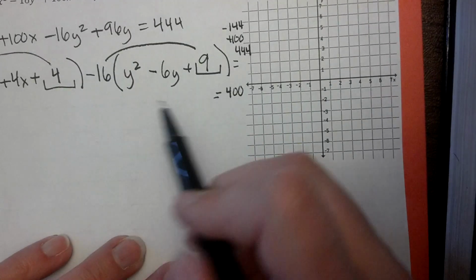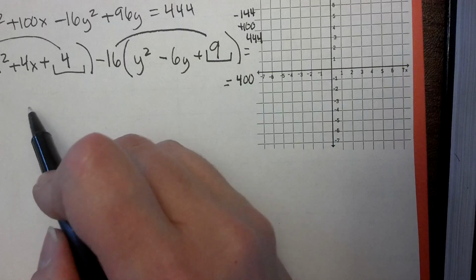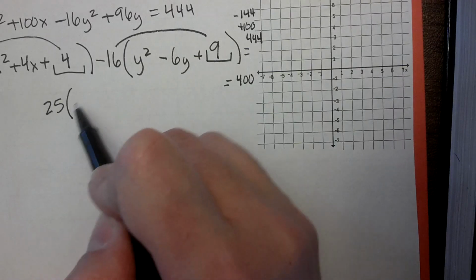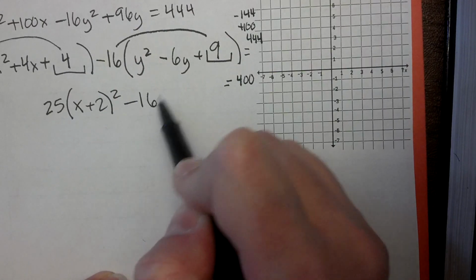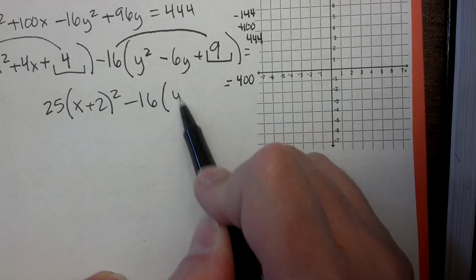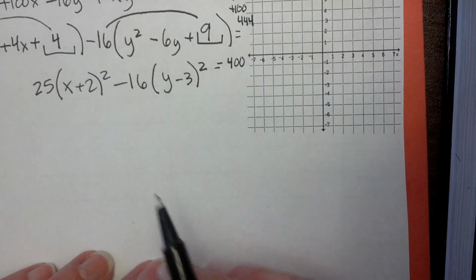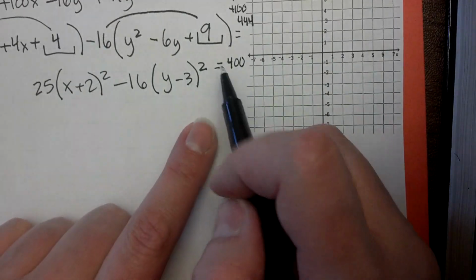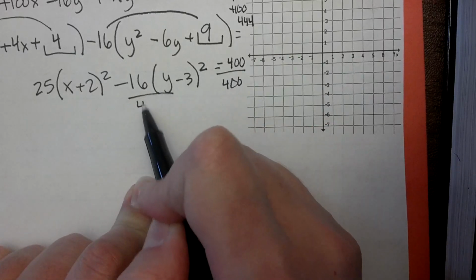And now I'm going to write these as perfect squares. So let me start over here with the 25. 25 is going to be x plus 2 quantities squared. Let's see, this one's going to be y minus 3 quantities squared. Perfect. Now we have to always equal a hyperbola to 1, so I'm going to divide through by 400.